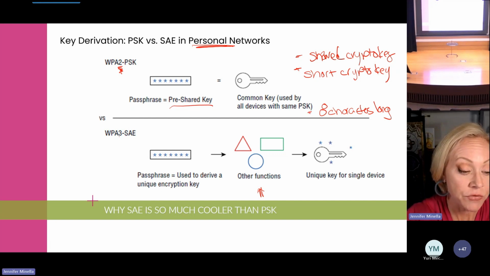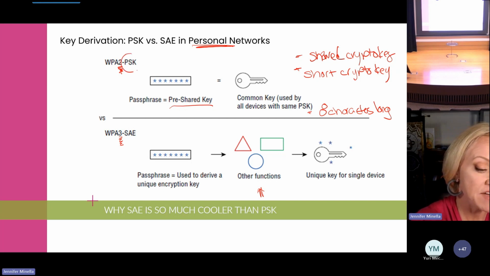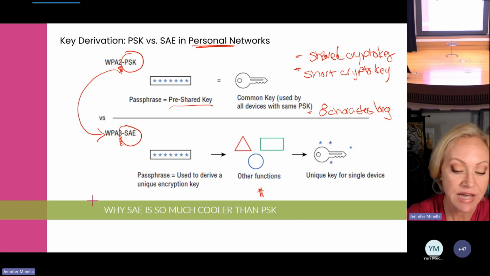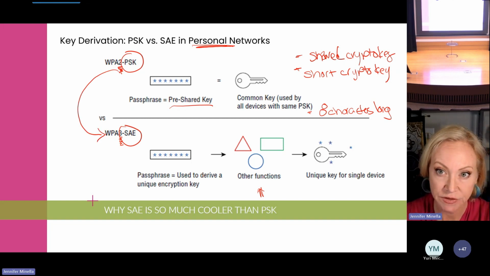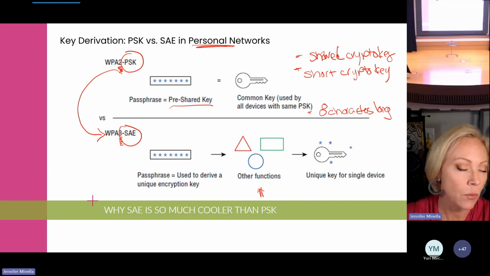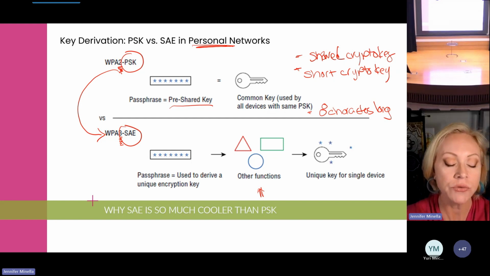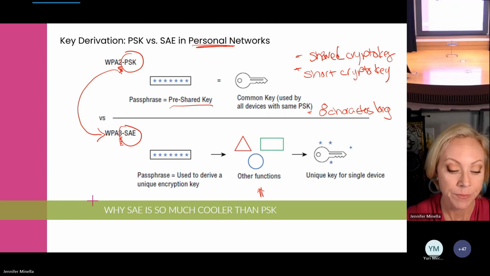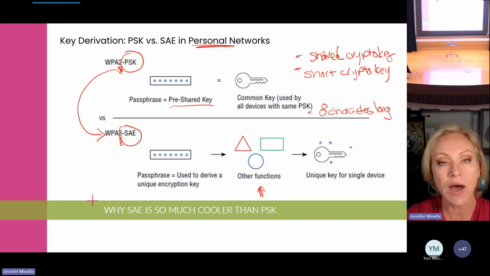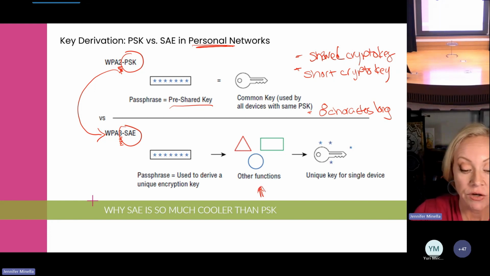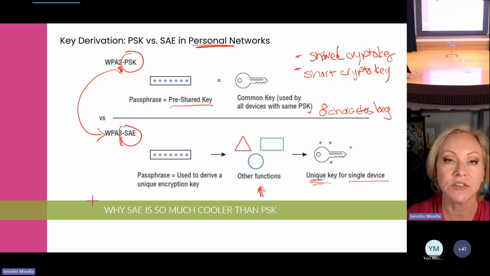When we get into WPA3, this PSK function is now replaced with SAE, simultaneous authentication of equals. And again, I just need to talk to somebody and figure out where they come up with these acronyms. I don't know. But it's the mechanism that says, okay, we're going to derive a unique encryption key from the passphrase. So it goes through these other functions. And so out of the other end of it, what we have is a unique cryptographic key for every endpoint that's connected to the network, even if it's the same passphrase.